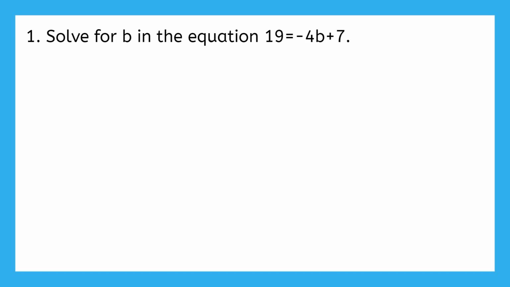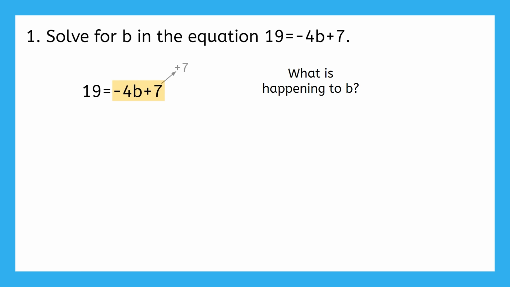So just like with my one-step equations, I want to start by figuring out what is happening to b. Since I'm only concerned with what's happening to b, I can focus just on this right side of the equation. What things do you see here that are happening to b? Well, there's plus 7. What operation is happening with this negative 4? Yeah, coefficients are multiplying the variable. So b is being multiplied by negative 4 as well.